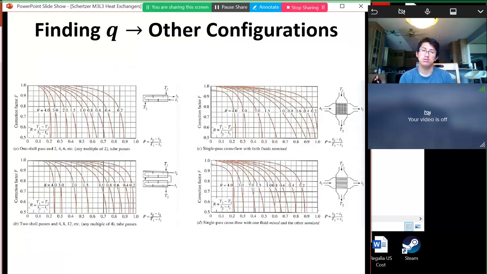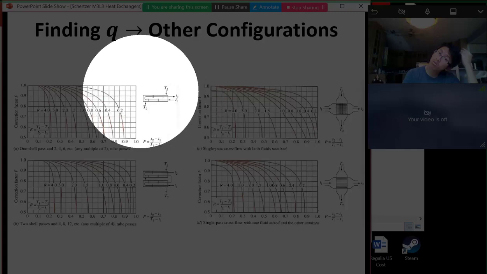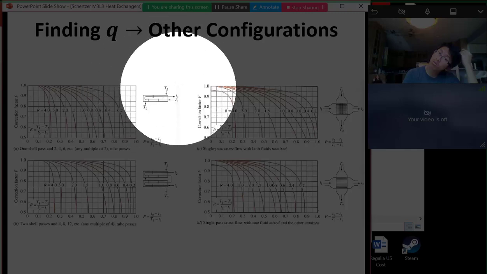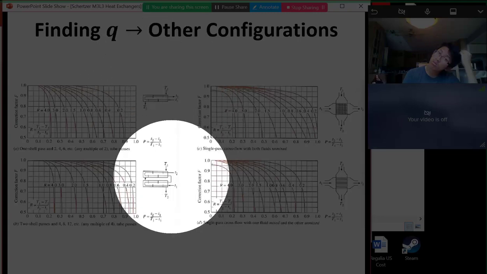So you can use log mean temperature differences for other geometries as well, although I'm going to recommend that you don't. But if you do, it's possible. So there's different kinds of geometries you can have. So this first one is a shell and tube heat exchanger where the tube makes more than one pass. So the tube goes to the end of the shell and then comes back, right? And this is even more, right?